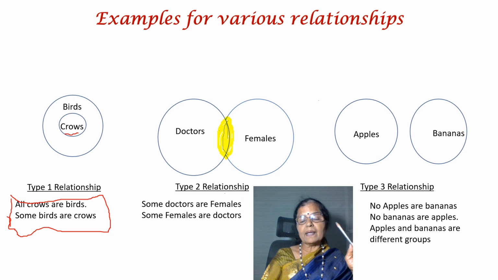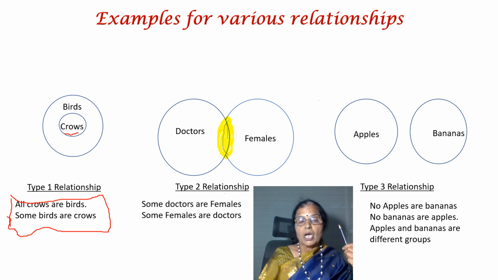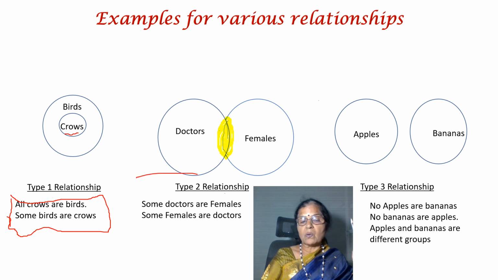Look at the second diagram. This cannot explain this relationship because here one circle has another overlapping circle. Only part of it is overlapping. So it will mean that some of the crows are birds, not all the crows are birds. So this relationship cannot be true. The second one cannot hold good for this type 1, where we know definitely that all the crows are birds. So it's a small circle contained inside a big circle.